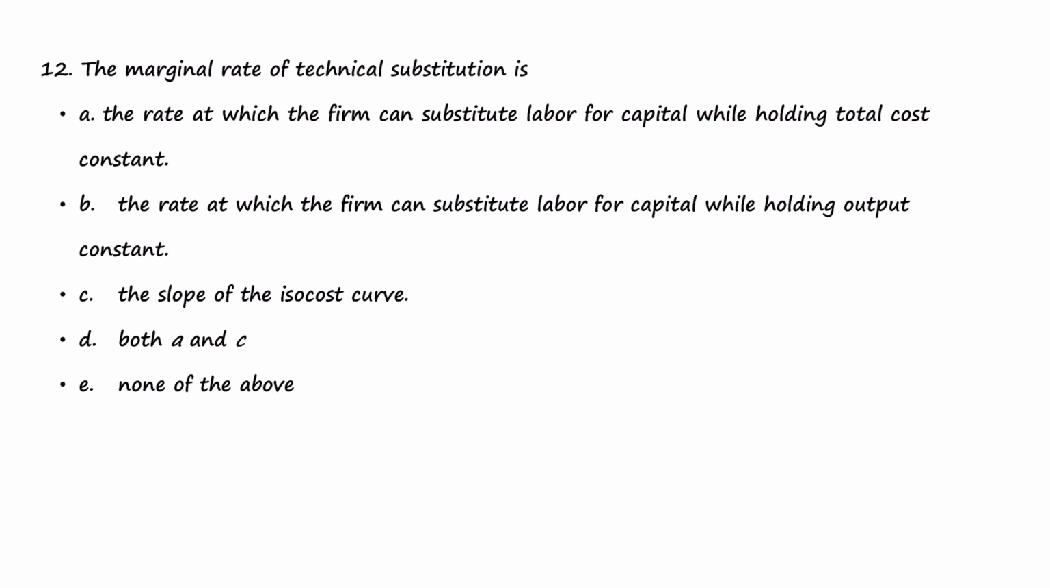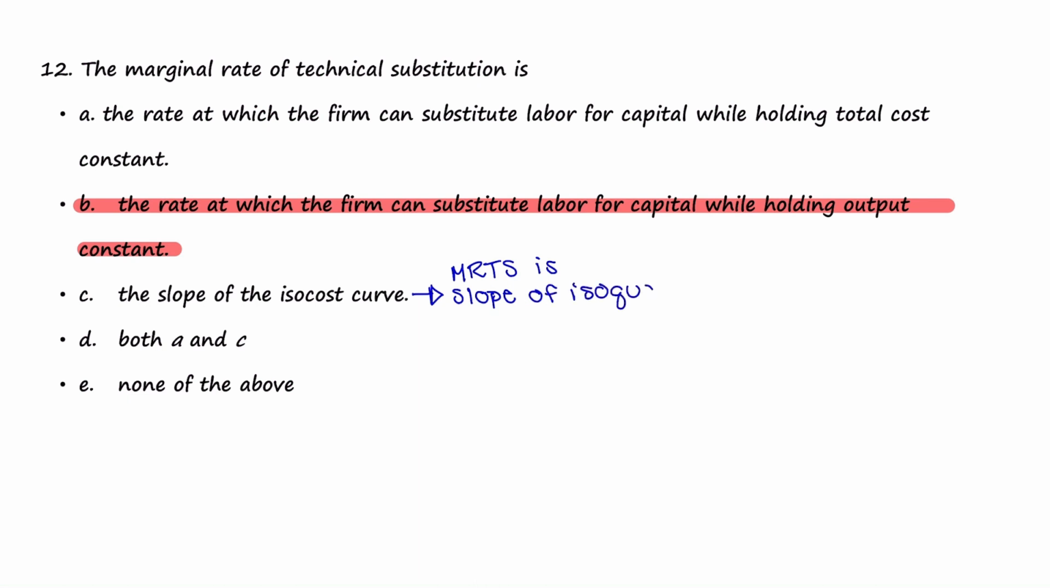The marginal rate of technical substitution is the rate at which the firm can substitute labor for capital while holding output constant. It's not the slope of the isocost curve, it's the slope of the isoquant. So MRTS is slope of isoquant. And then A is flipped.